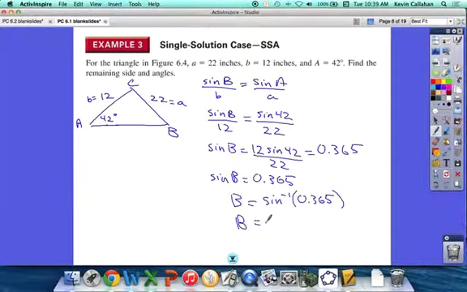Second, sine inverse, 0.365. 21.4 degrees. Okay, so this one is 21.4. Now that we know two of the angles, we can find the third, right? The third angle will be 180 minus those two. That gives 116.6.